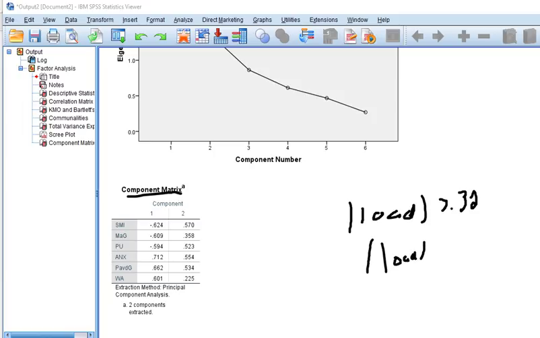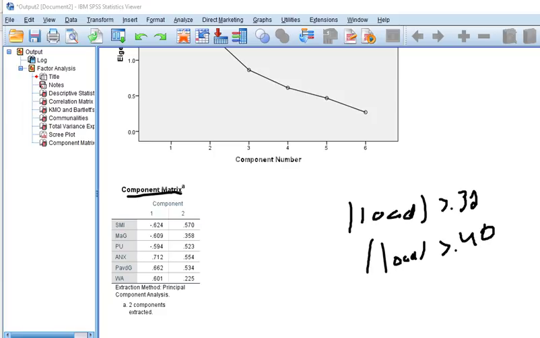Just keep in mind that if you make it 0.4, then you would have components that are probably more stable if you have multiple indicators loading on that particular component. So this is just a more stringent threshold for retaining certain indicator variables on that particular component.